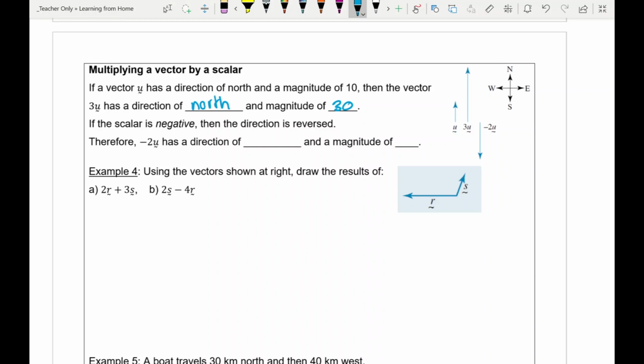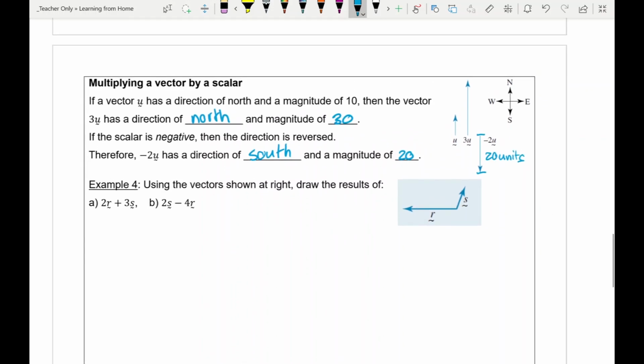Okay, if the scalar is negative, the direction is reversed. Therefore, negative 2u has a direction of, well, what's the opposite to north? We can see up at our compass that that is going to be south. And that will have a magnitude of 20. We don't write negative 20 because magnitude is always positive. It's a length, right? A length of the vector, if you will. You can't have a negative length. Even though this is going in the opposite direction, it's still going to be 20 units long.